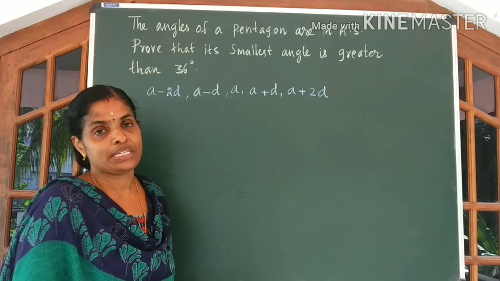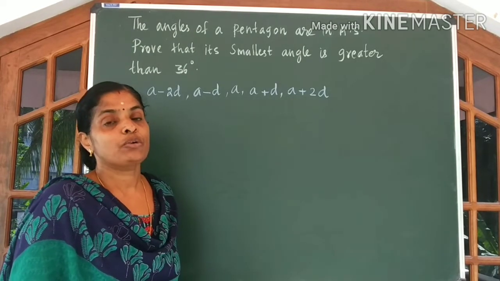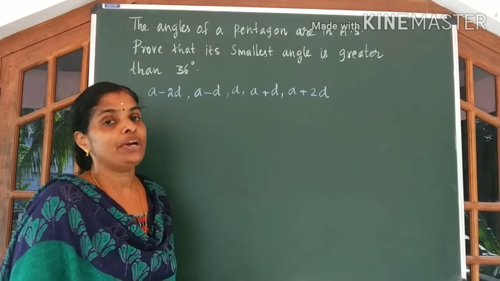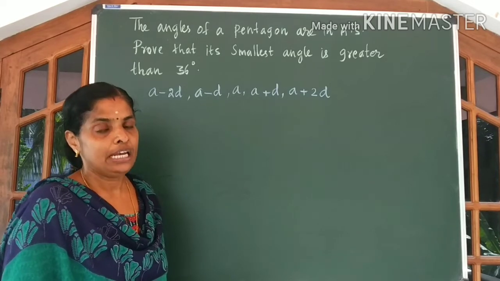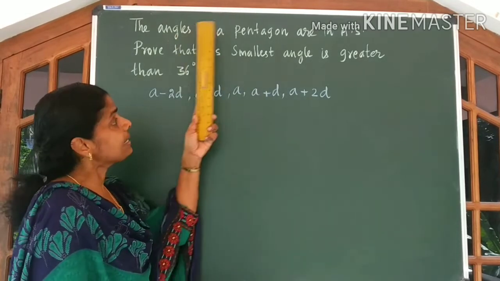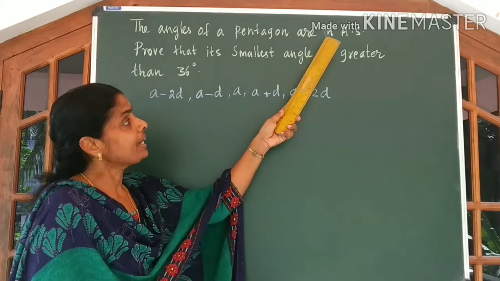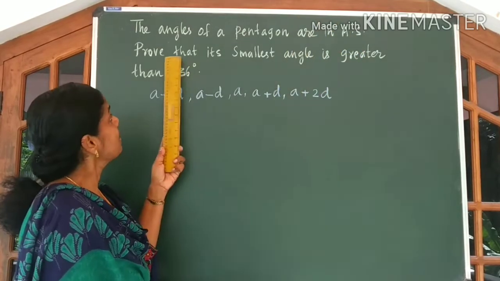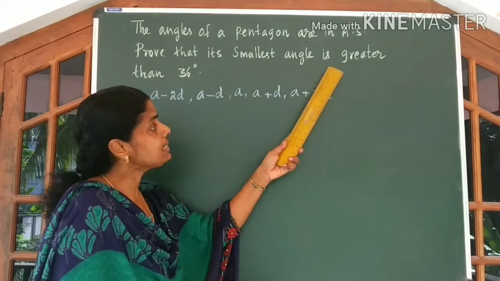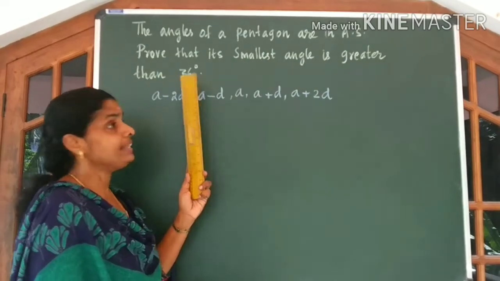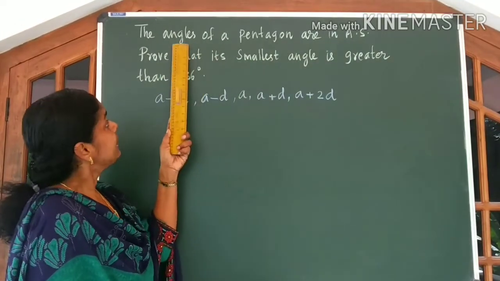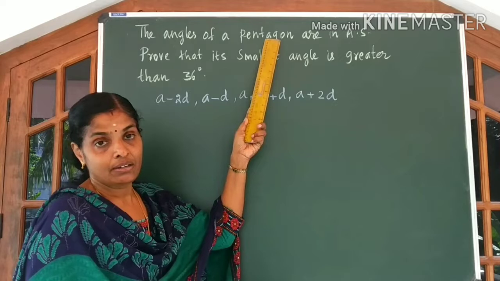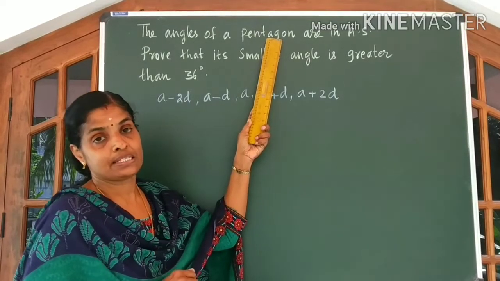Part of arithmetic sequences. Today again I am going to discuss 3 important questions of this chapter. Look at the first one. The angles of a pentagon are in arithmetic sequence. Prove that its smallest angle is greater than 36. Now, the angles of a pentagon are in an arithmetic sequence.